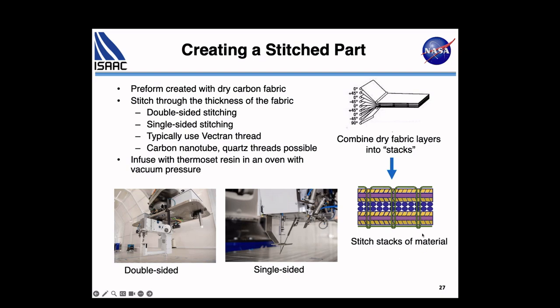And here you can see an example, a cartoon of the different layers of material and how the thread is through the thickness of the part. Typically we use Vectran, but other materials for the stitching thread are possible, particularly if you wanted to go to a very high temperature application. You might want carbon thread, for example, in which case you can solve some of the problems of interlaminar shear and interlaminar tension that you typically get with things like heat shields.